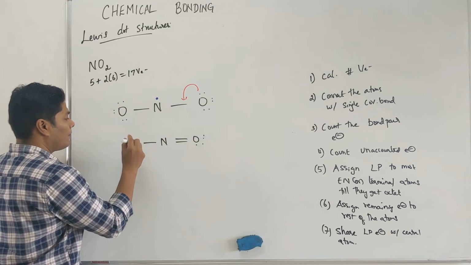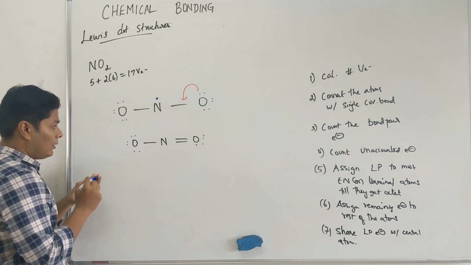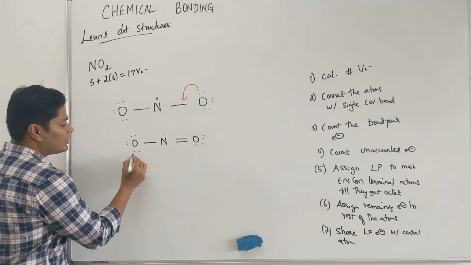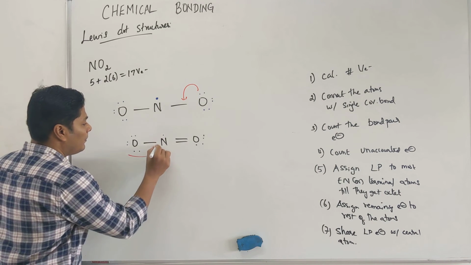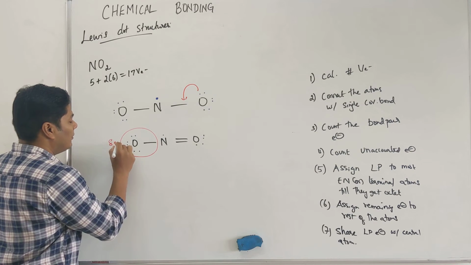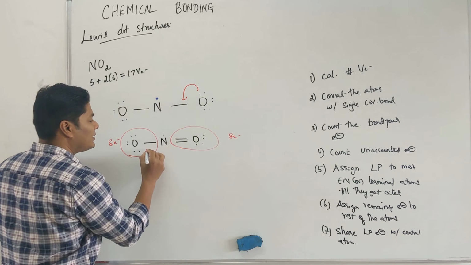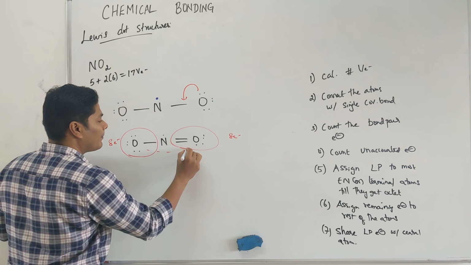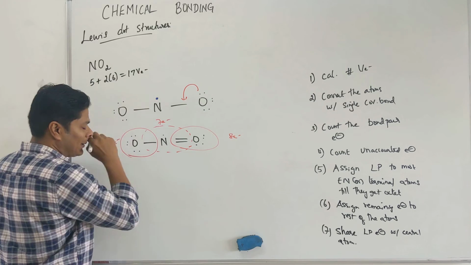Now when you see this oxygen, it has 8 electrons. This oxygen has 8 electrons. The nitrogen has 7 electrons.